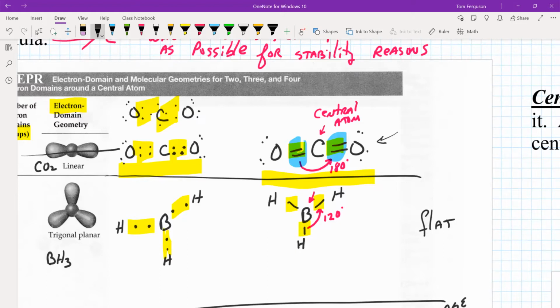All right, what if it has 3 electron domains or groups, like BH3? This would be BH3 here. So we have 1, 2, 3 electron domains, or 3 groups of electrons. And the name of that structure is going to be trigonal planar. And that happens to be, instead of one-dimensional, it's two-dimensional or flat. So this is 1D, 2D.